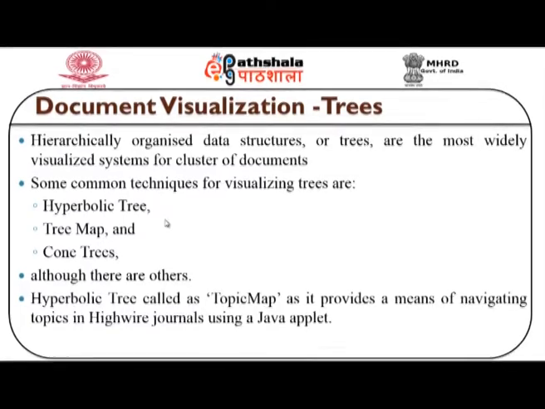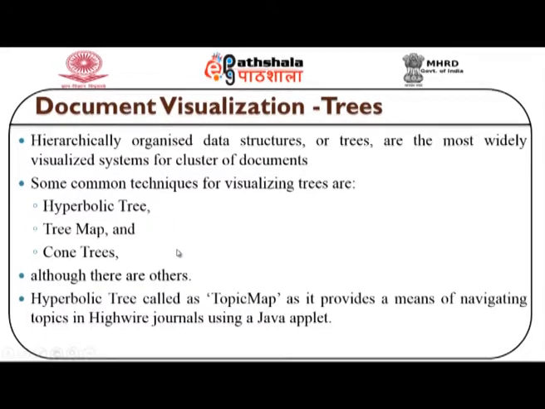So there are various ways of representing the document as such. Trees are the most popular way of representing the documents. So hierarchically organized data structures or trees are the most widely visualized systems for cluster of documents. Some common techniques which are used for visualizing trees are hyperbolic tree, tree maps, and cone trees, although there are other types of trees that are available.